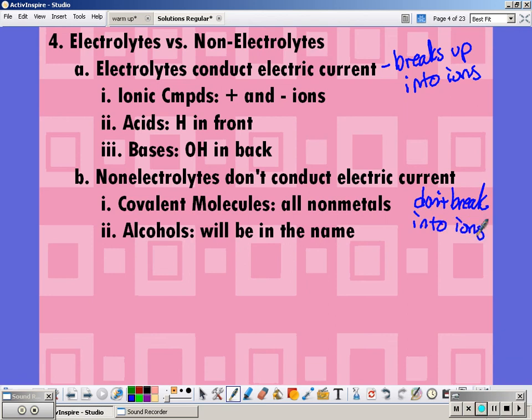Covalent molecules are all nonmetals and they don't break into ions, so they're non-electrolytes. Alcohols are also non-electrolytes because they don't break apart. You'll know you have an alcohol because the word alcohol will be in the name, or the name will end in OL, like methanol.